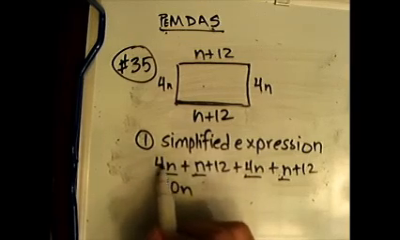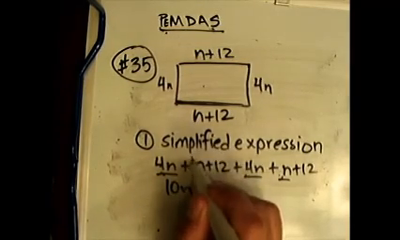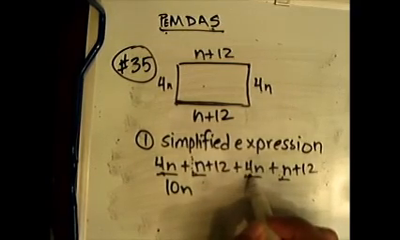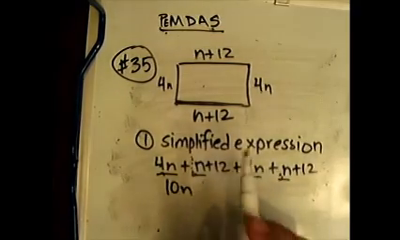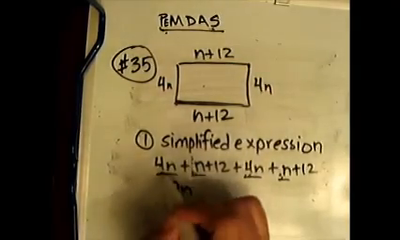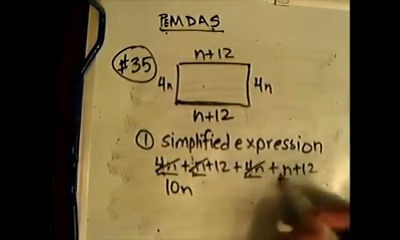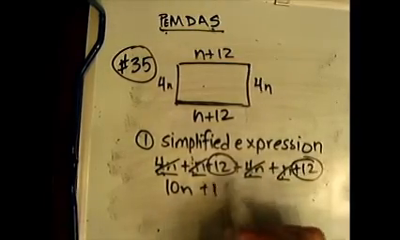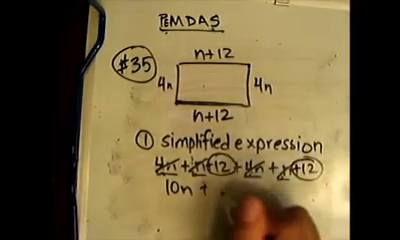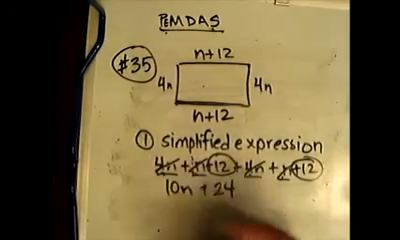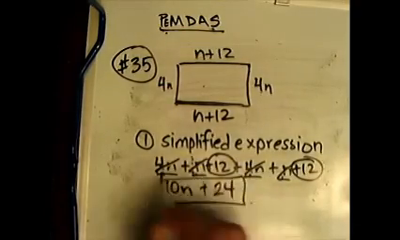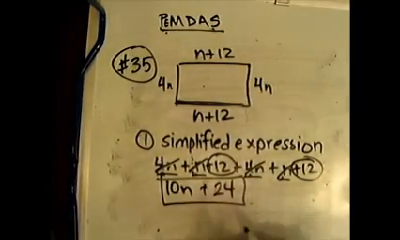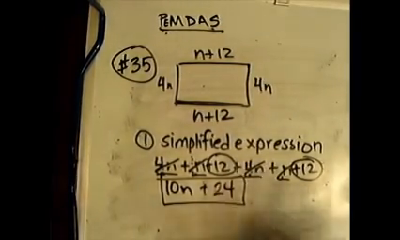I'll show you again. Even though you don't see it, there's a 1 here. So 4 plus 1 plus 4 plus 1 is 10. So we've done all the n's. Now what are we left with? A 12 here and a 12 here. So that's plus 24. So that is your simplified expression right here: 10n plus 24. Now the next thing you're asked to do is evaluate.